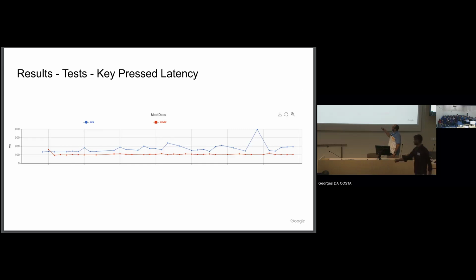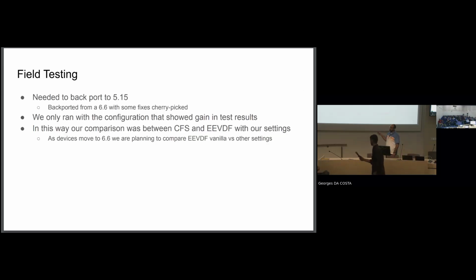So moving on to the next slide. We wanted to send it to test this out on the field. So it would be hard to test all three scenarios. We were backporting to 5.15 in the field. We also wanted to minimize impact on users. So we only tested our settings with 5.15 since that's what showed improvements in the tests.